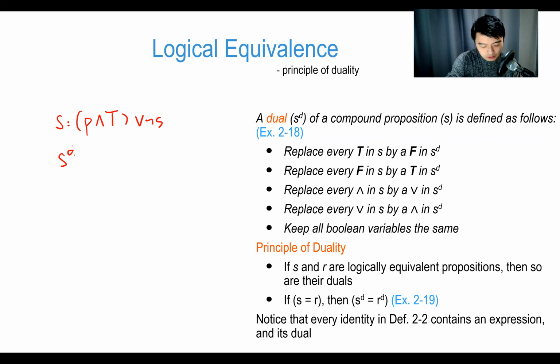The dual of this expression is signified by S and then D, and it is the flipping of the ands and ors as well as the trues and falses. So the dual of this is P or false, so you see we had an and now it's or, we had a true and now it's false. And then now I have an and, not S. Now notice that the nots don't play a role in the dual. And so there should be a bracket here. So this is the dual of the top expression.